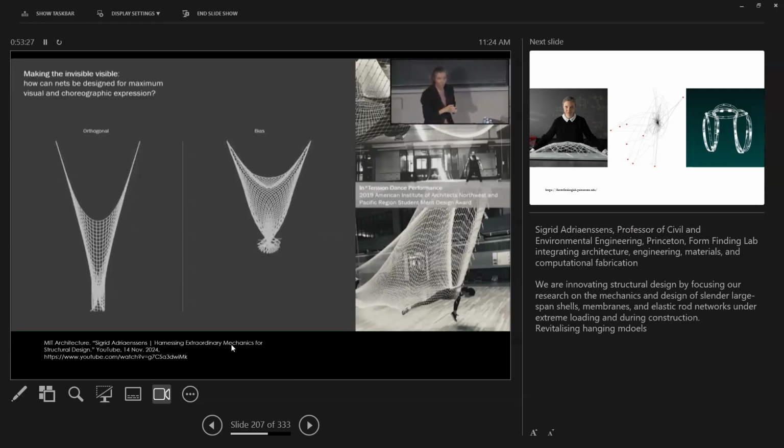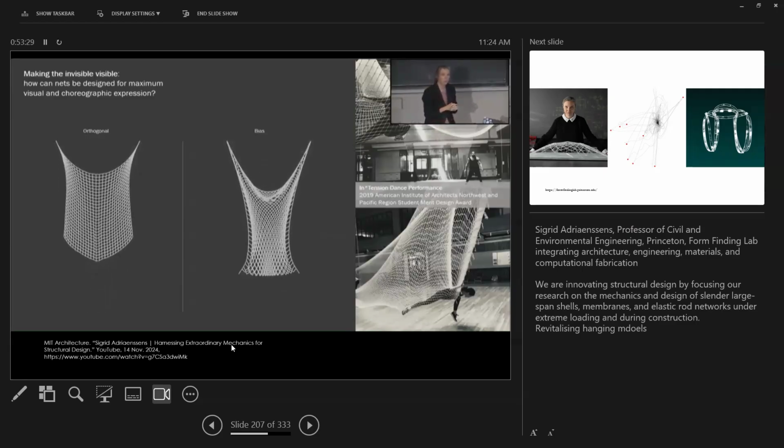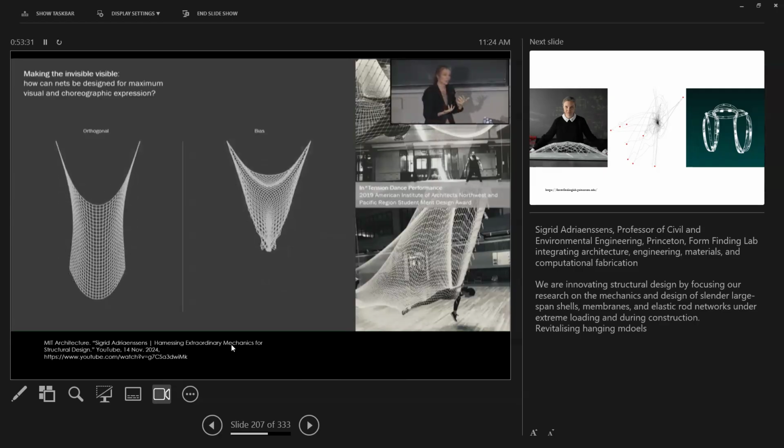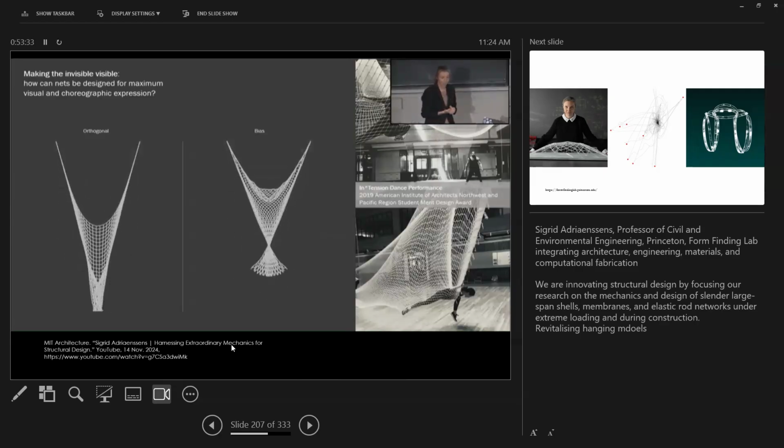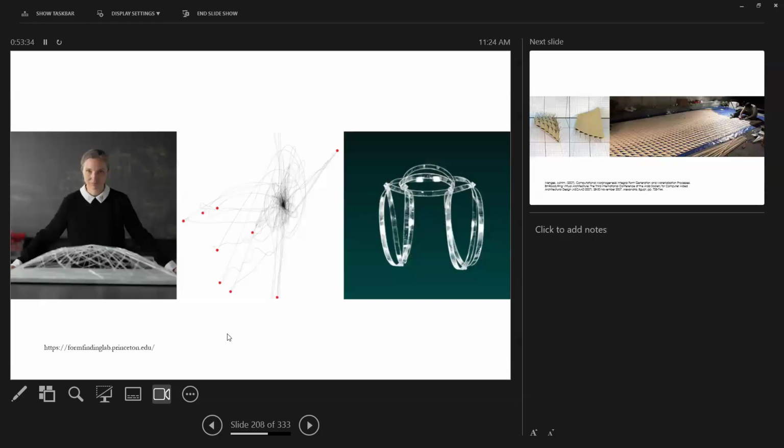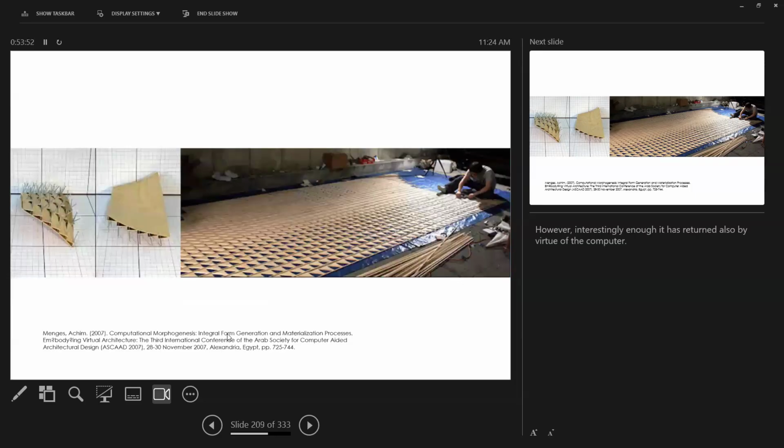This is Sigrid Adriaenssens at Princeton, doing stuff with dancers and hanging chains, very inspired by Frei Otto, and also doing stuff with active bending and bent plastic, where the material's elastic properties are incorporated into its structure, which again is some of the stuff that we're playing with.